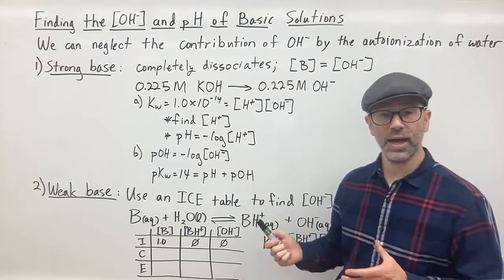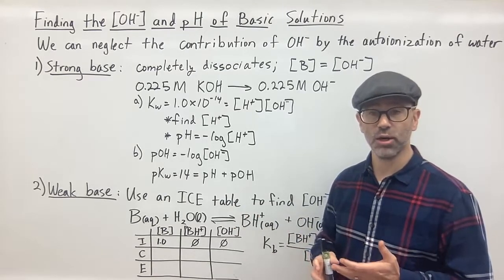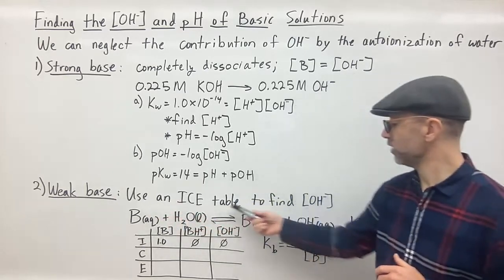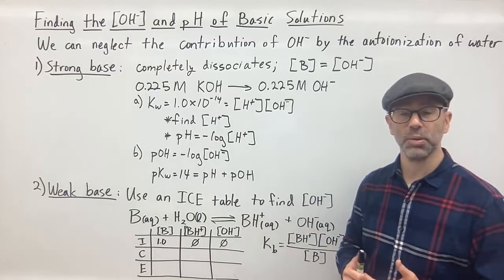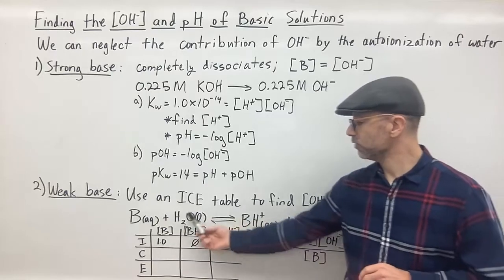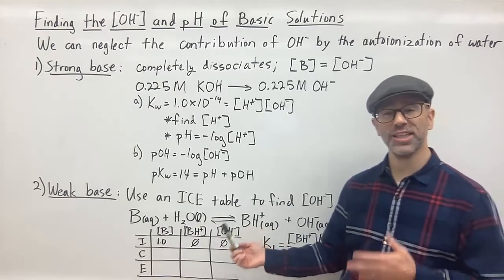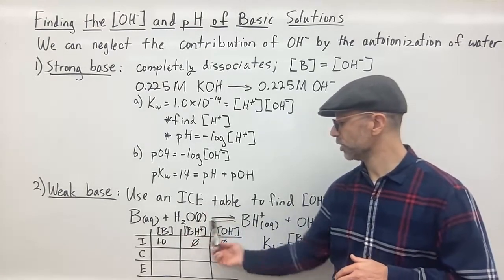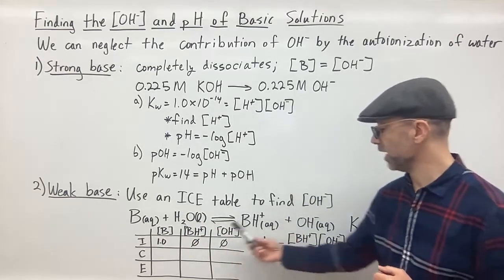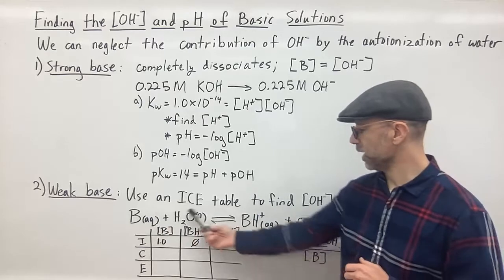Just like with a weak acid, we're going to ignore the contribution of OH minus by the autoionization of water. And just like with the weak acid problem, we're going to use an ice table and treat this like an equilibrium problem, because it is an equilibrium problem. In a weak base, not all of the base is going to take a hydrogen from water to form OH minus. Very little of it is going to do that. So it's only partially going to do this, and we're going to have to solve this as an equilibrium problem and use our ice table. So for example, here's my generic equation for a weak base.